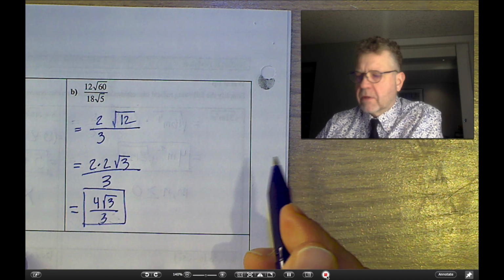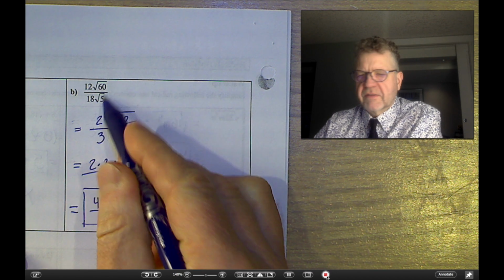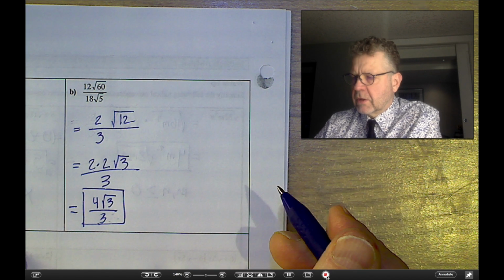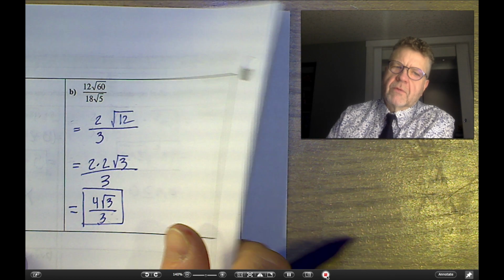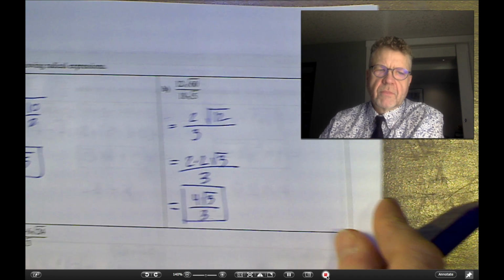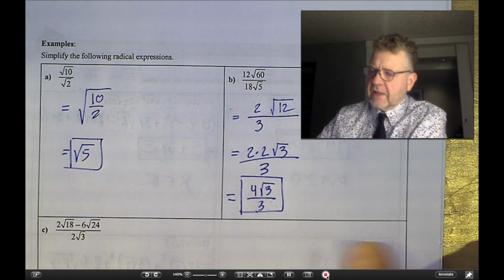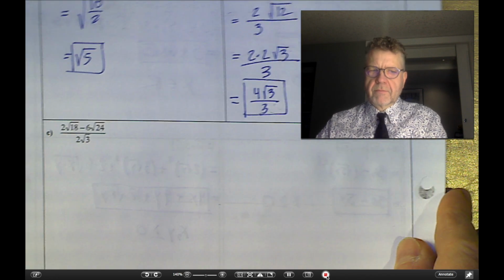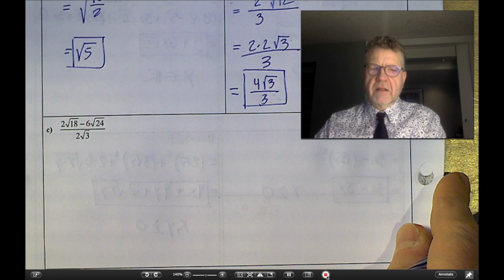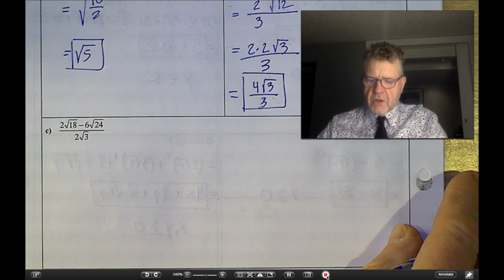Once again, there are no variables inside the radical sign, so no restrictions. Likewise, with this over here, there are no variables at all, so we don't have to state restrictions when they don't exist. All right, so now we get a little bit more complicated. No biggie.